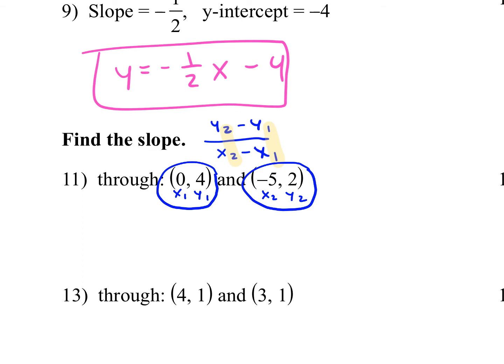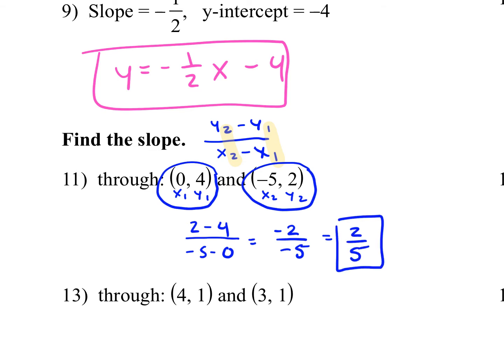Now I just plug everything in. So what goes on the top? 2 minus 4. Awesome. What goes on the bottom? Negative 5 minus 0. What's 2 minus 4? Negative 2. What's negative 5 minus 0? Negative 5. Can I simplify this? What's a negative divided by a negative? It becomes positive, but it's still 2 over 5. So that's my slope.